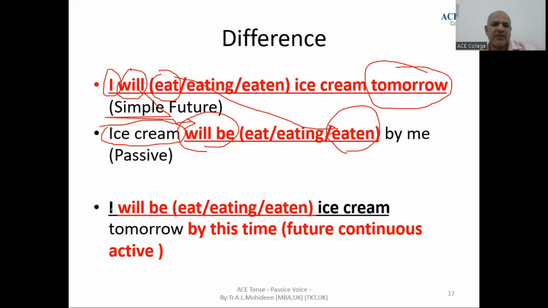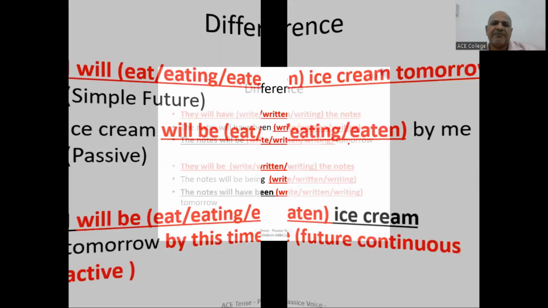By me. Right? I will be eating ice cream tomorrow. Because you have to always check this one: the subject. If the subject is a person, it should be will be eating. If it is an object, will be then fifth form. Be fifth form. This is what you have to remember.